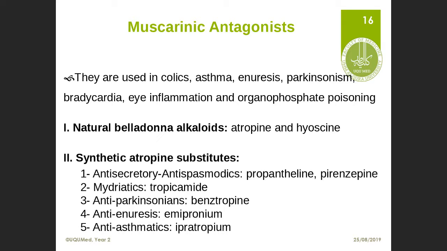And Parkinsonism, you know that Parkinsonism is a specific type of muscular disorder in which there is slow movement of the body organs, as well as some skeletal muscles of the body, and it happens due to the deficiency of a neurotransmitter, that is dopamine, in some of the higher centers of your central nervous system. And in bradycardia, we can also use some of the muscarinic antagonists.